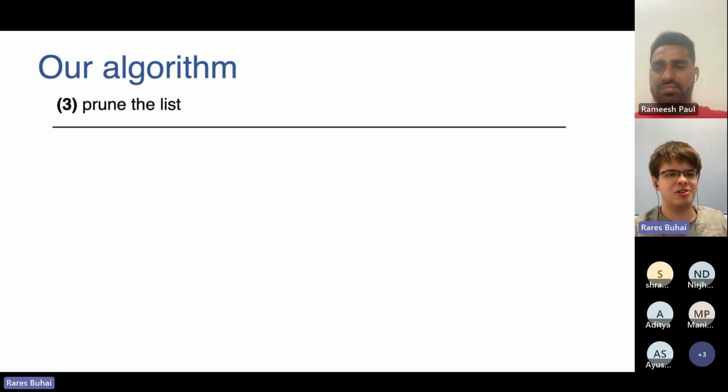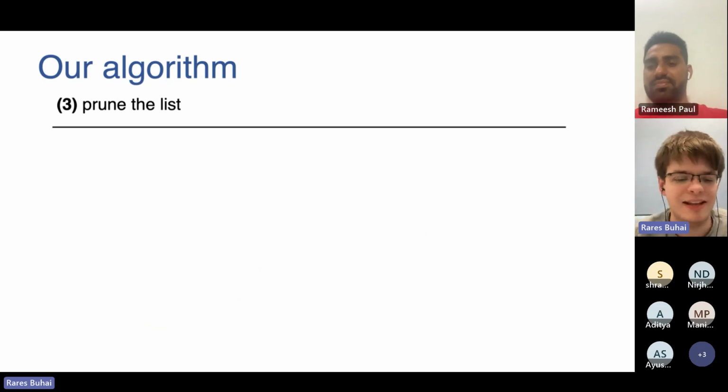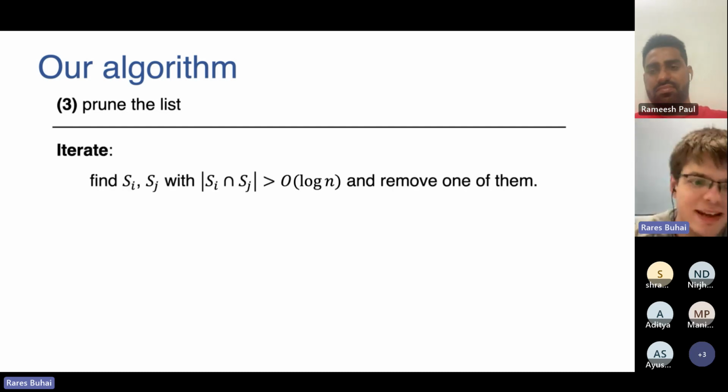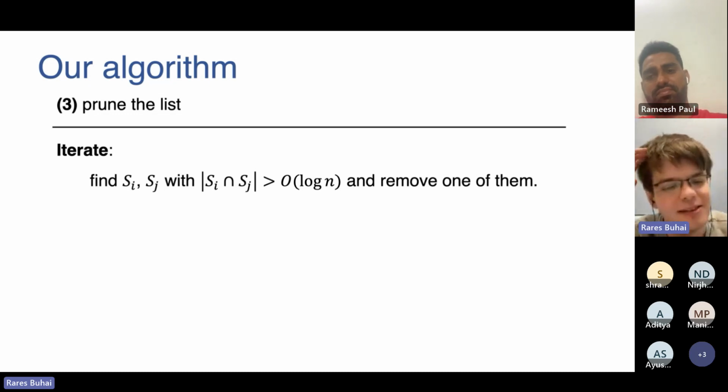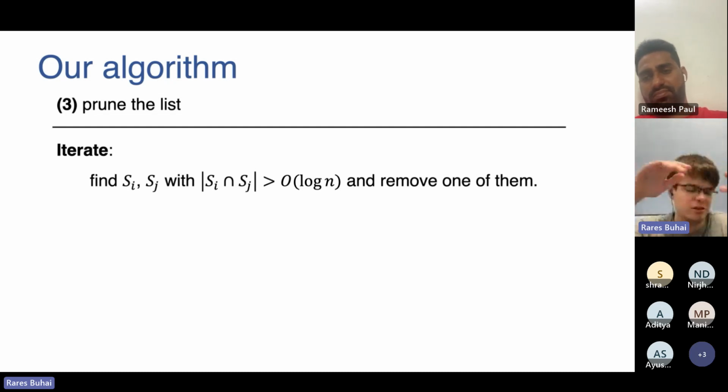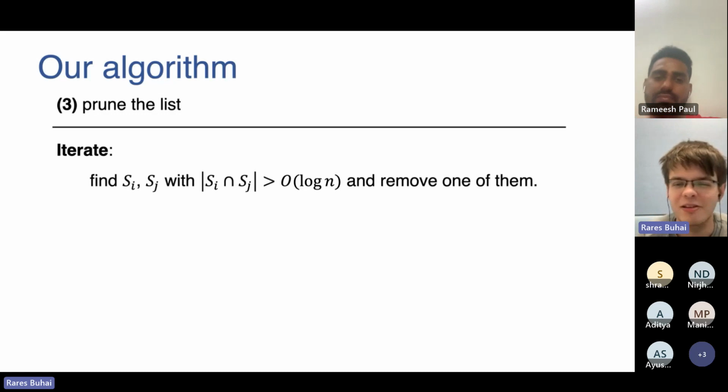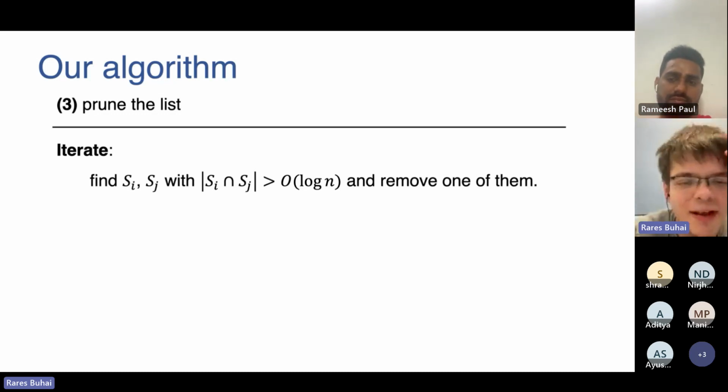And now the last step is actually very easy. The previous step gives you something like n to the t k-cliques. So now we want to prune the list, and we do something trivial. We just iterate as many times as needed. You find two cliques in this list, and if they intersect in more than log n vertices, you remove any of them. You can choose whichever of them. And you just iterate this process until you don't have any such cases. In fact, I think you could even remove both of them, but it's not completely clear.